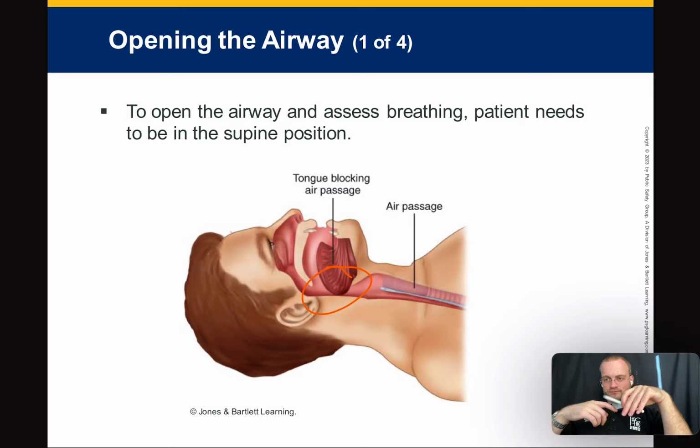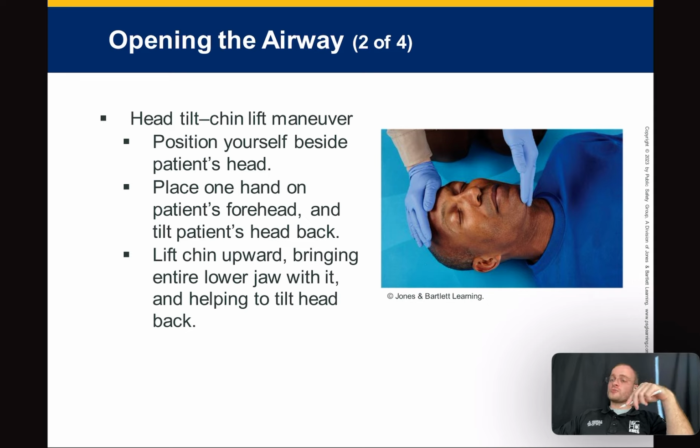And so this creates a problem, and we need to open this up. There are two main maneuvers that we use to do this. The first one is head tilt chin lift. So what you do is you take the patient's head and lean it back, you extend it, and then you take the chin and you lift it up. By doing this, you're creating a larger passageway for air to come through, and hopefully the tongue is no longer occluding the airway as much. And that's one way to do this, okay? So the head tilt chin lift.